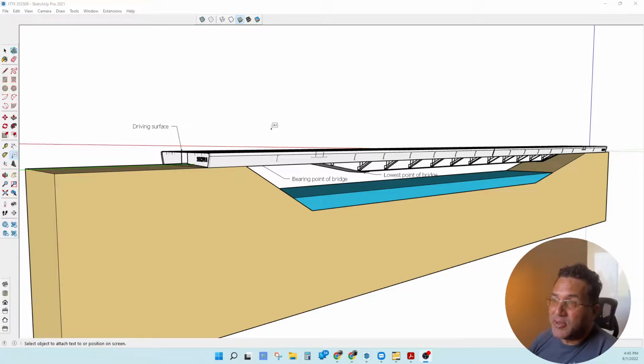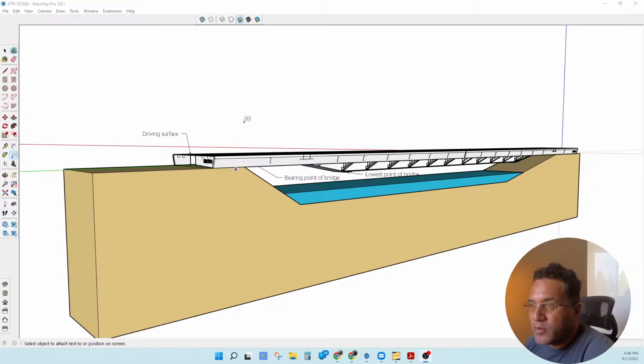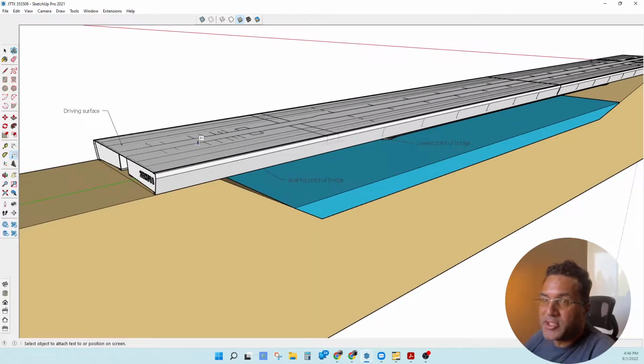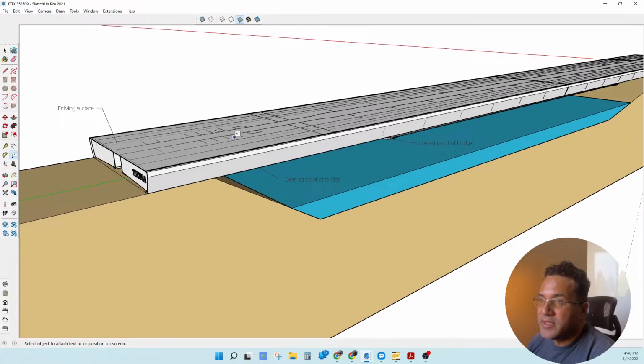When I say elevation, I mean height. Where is the bridge going to go in relation to the abutments? Let's talk about nomenclature, that way we're talking about the same terms. The top of this bridge where you actually drive on is called the driving surface.